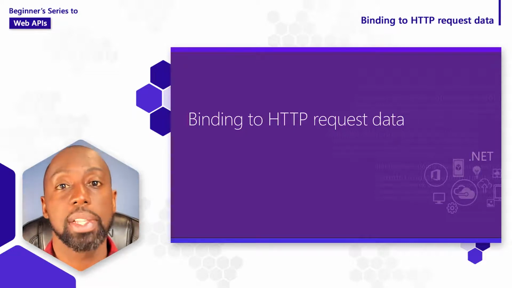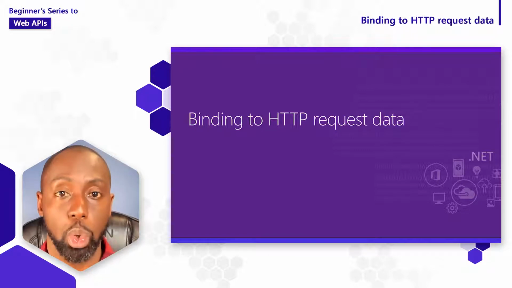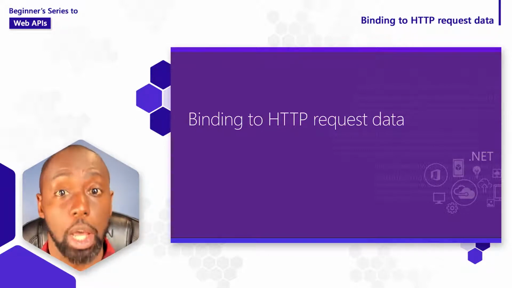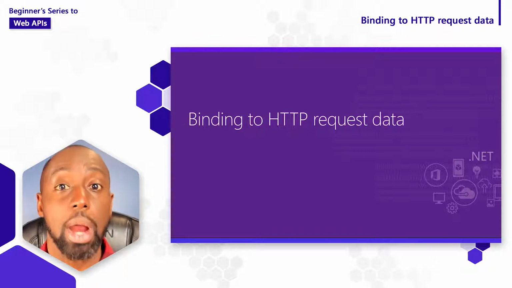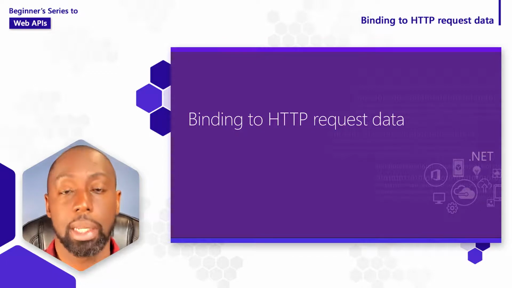ASP.NET Core defines a lot of interesting types and properties that we could use to inspect the incoming requests. We can even define the types of information we want to pull out of the request and have provided to our action methods as parameters. And this process is usually referred to as binding.